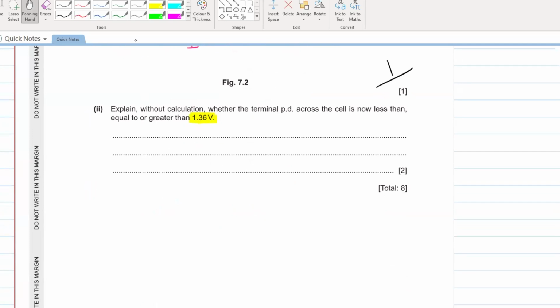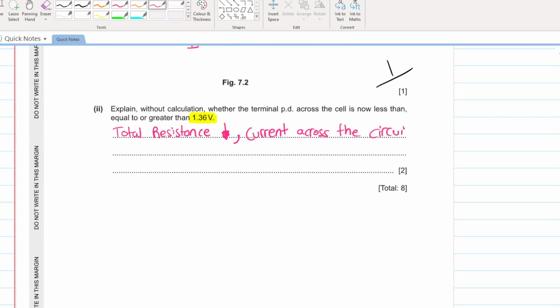You can say that the total resistance is decreasing. Sorry, my bad, total resistance is decreasing. Hence, the current across the circuit increases. As the current across the circuit increases, what will happen?